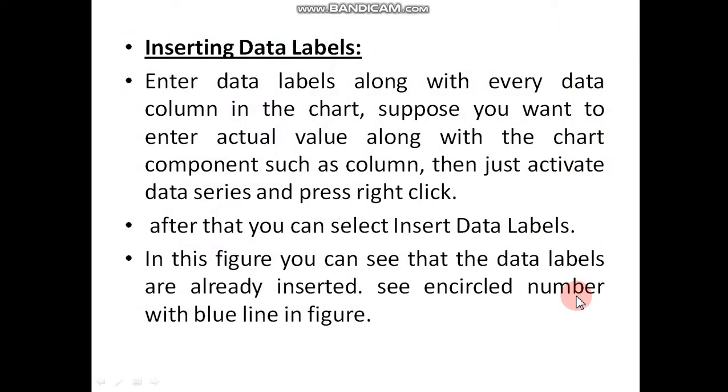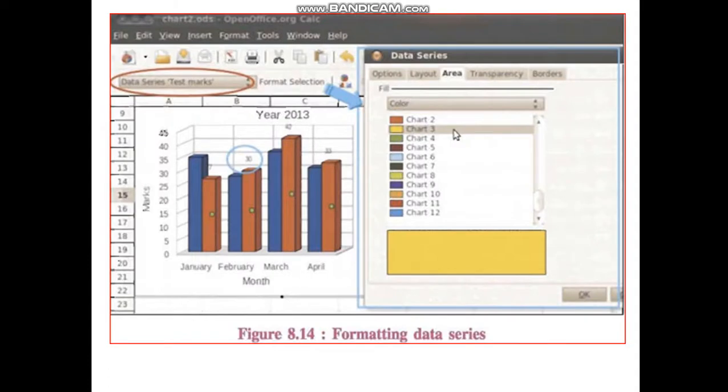Second is inserting data labels. Enter data labels along with every data column in the chart. Suppose you want to enter the actual value along with a chart component such as a column, then just activate the data series and right click. After that, you can select insert data labels. In this figure, you can see that the data labels are already inserted. See the numbers encircled with a blue line in the figure. See 30, 33, 42.